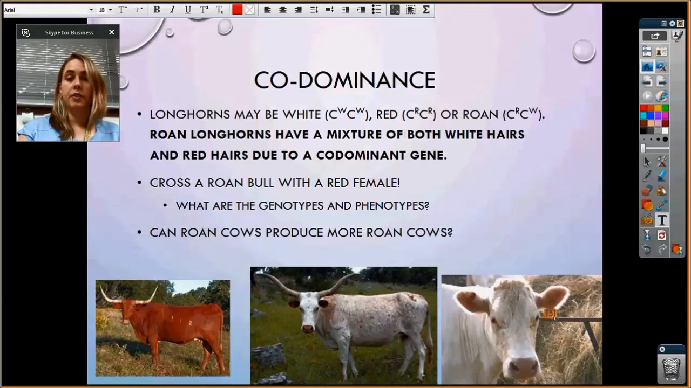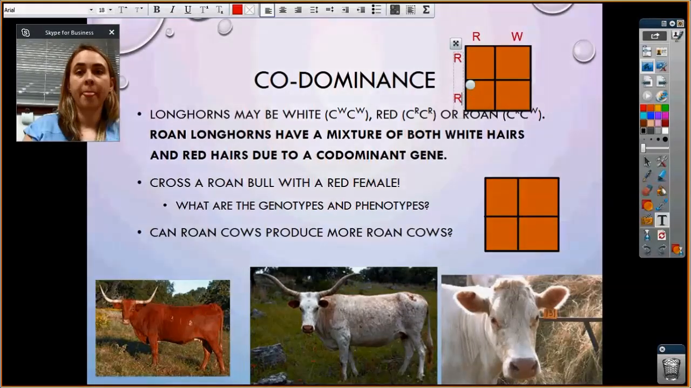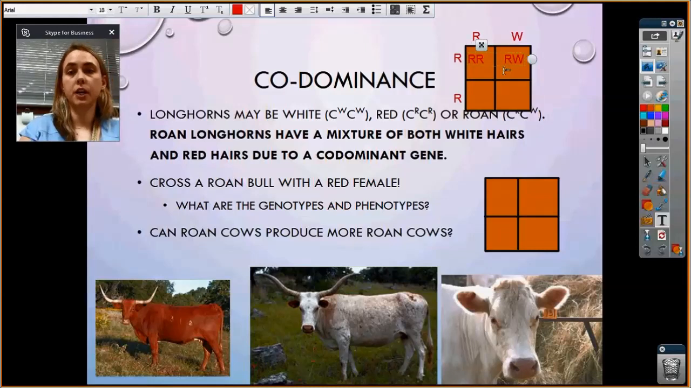So in our example, I'm going to set up a cross with an RW for the roan bull and RR for the red female. The offspring are going to be 50% red and 50% roan. Remember, roan is not red and white making pink. Here with codominance, you see red hairs and white hairs. So this cow has two different colors. Our next question is, can roan cows produce more roan cows?